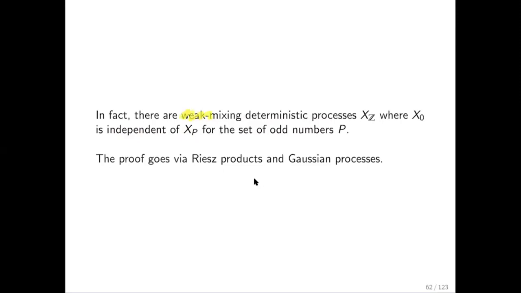And these things are mixing in the sense that they do have some asymptotic independence to start with. The proof uses these products. I won't be able to go into the proofs and Gaussian processes. If you know enough about Gaussian processes and their relation to entropy, then you might already sense what the argument uses.